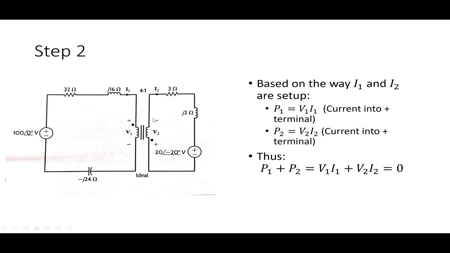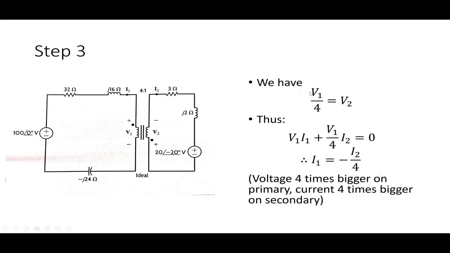On the secondary side, it looks like I2 has been defined to be flowing around like this and then into the plus terminal. So power 2 is V2 I2, again using the passive sign convention. That tells us that power 1 plus power 2 equals V1 I1 plus V2 I2. If I combine those, I know that V1 over 4 equals V2. We found that before. So into our power relationship, we have V1 I1 plus V2 I2, where V2 is V1 over 4. That gives us the relationship that I1 is negative I2 over 4.